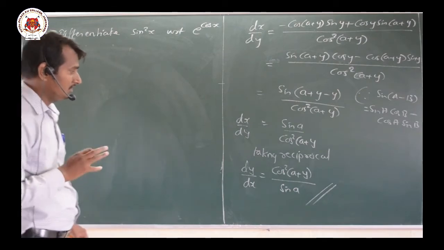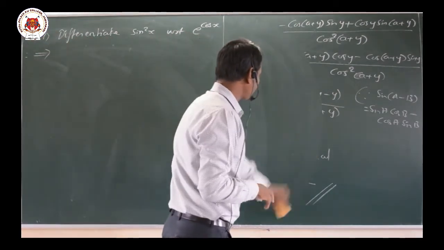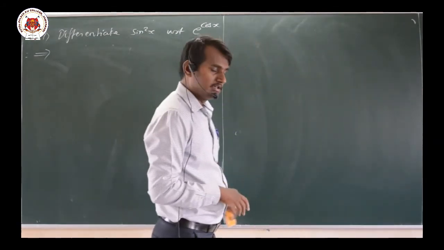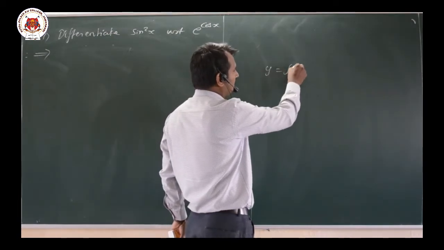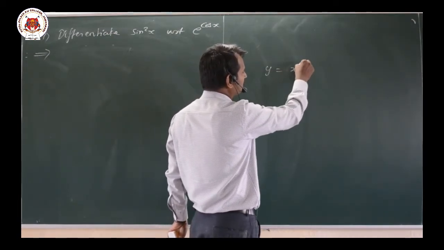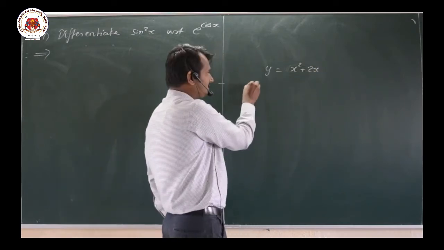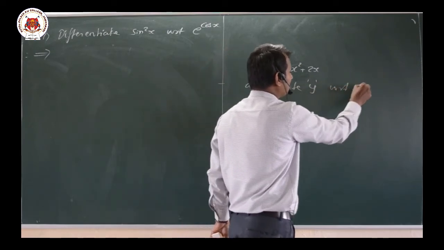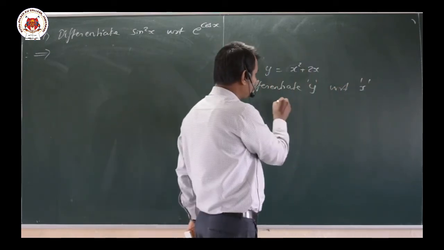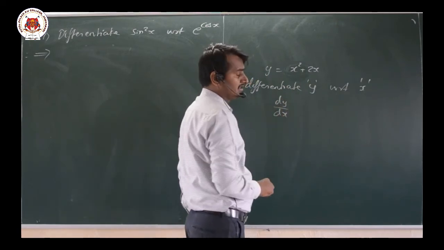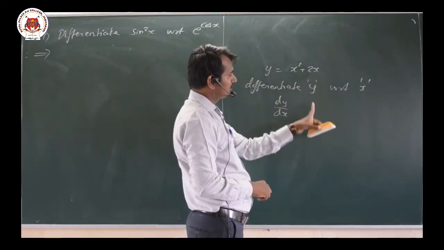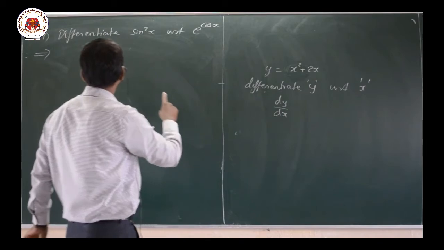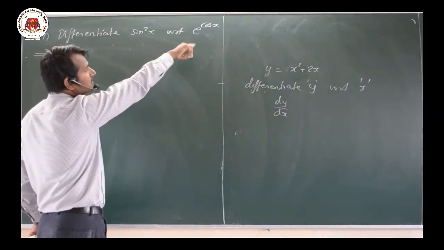First of all, here also we have to understand the problem. In all the other remaining problems, suppose y is equal to f of x, or I will take the example x square plus 2x. What I am doing is differentiating y with respect to x. That's why I am writing it as dy by dx. Differentiating x square gives 2x, differentiating 2x gives 2. But here he is asking to differentiate sin square x with respect to e raised to cos x.